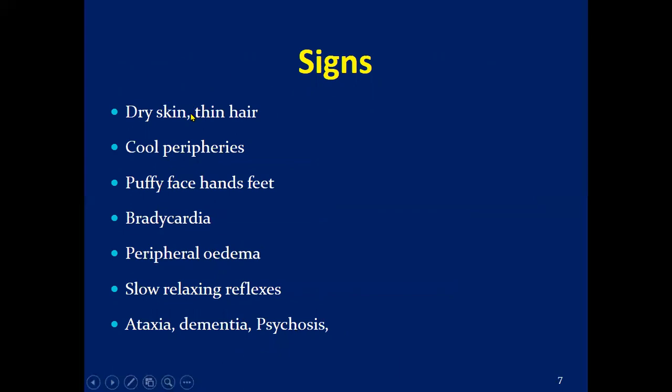Then signs may be dry skin, thin hair, cold peripheries, puffy face, which is common and you can typically diagnose from the features, and slow reflexes. There may be bradycardia, peripheral edema, ataxia, dementia, and psychosis. These are all signs of hypothyroidism, which may all be present in one patient, or only some may be present depending on the stage of the disease, and later on all may develop if it is not treated properly.